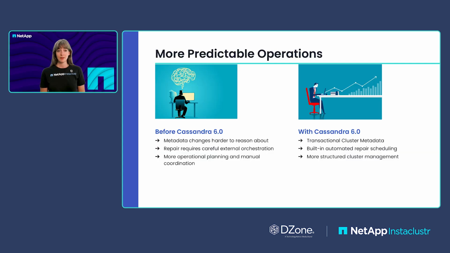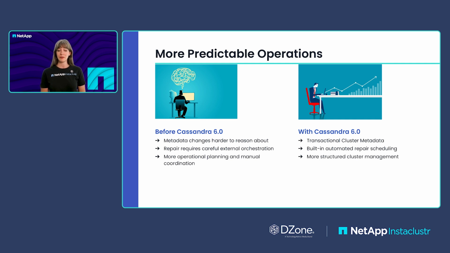Why does that matter? Because in distributed systems, metadata is not just housekeeping. It affects how the cluster understands itself. When nodes join or leave, or when schema changes happen, or when ownership changes, the cluster needs a consistent way to coordinate those updates. TCM is designed to make the process more ordered, more explicit, and easier to reason about. For platform and infrastructure teams, that can be a major quality of life improvement. The more predictable cluster changes become, the easier it is to operate Cassandra with confidence.